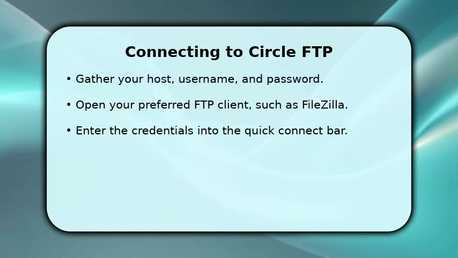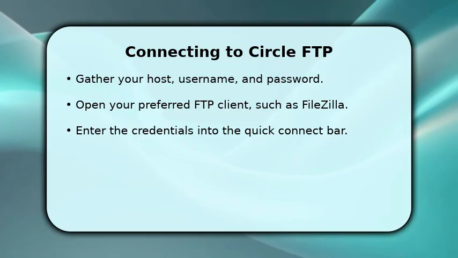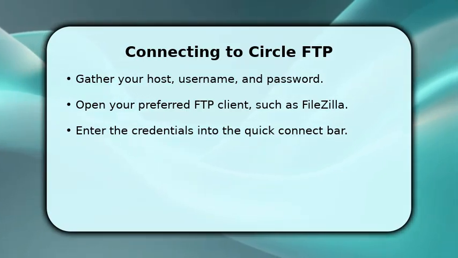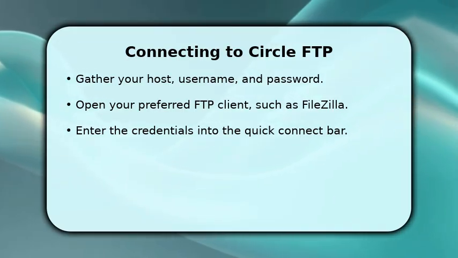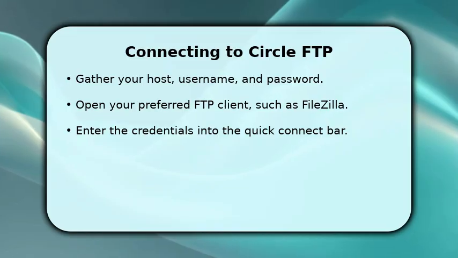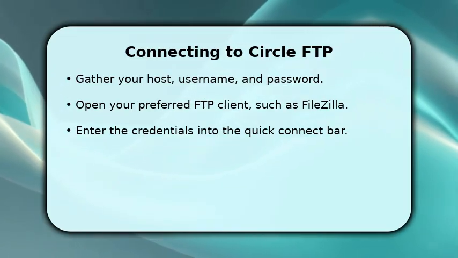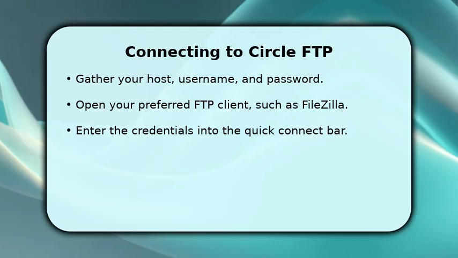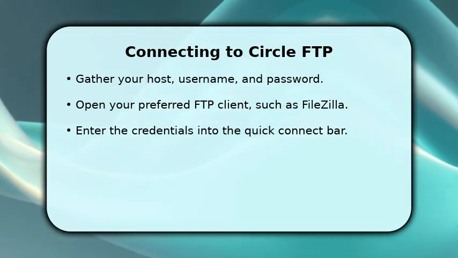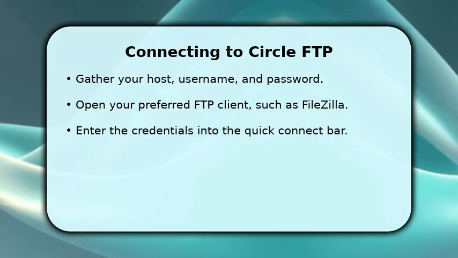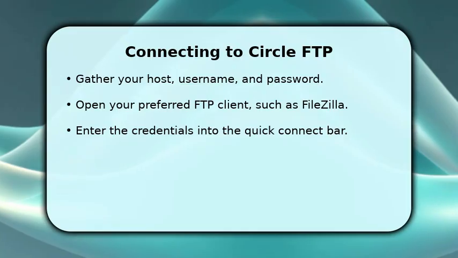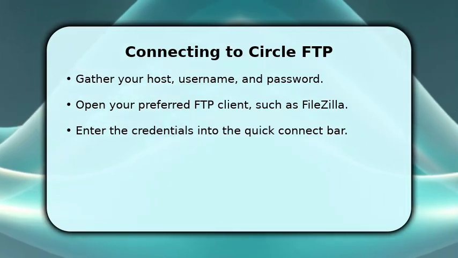Now let's connect to your Circle FTP server. You'll need three key pieces of information: the host address, your username, and your password. Open your chosen FTP client like FileZilla and locate the Quick Connect bar. Input these details carefully, then click Connect. This establishes a secure connection, allowing you to access your server's directories and begin managing your files.